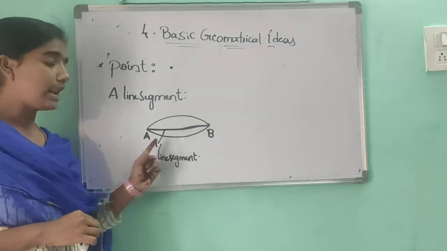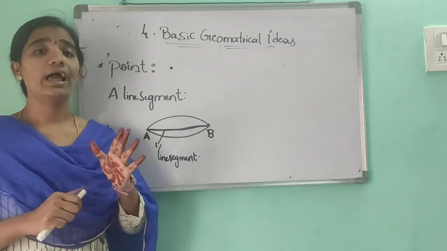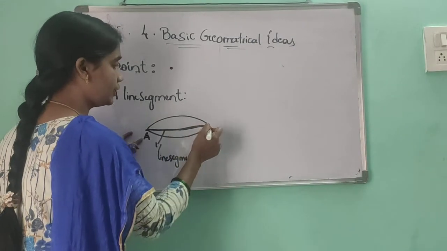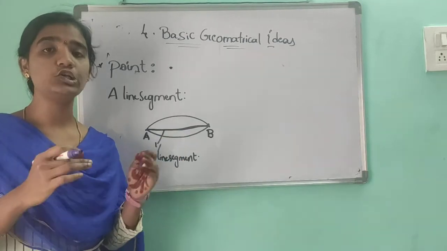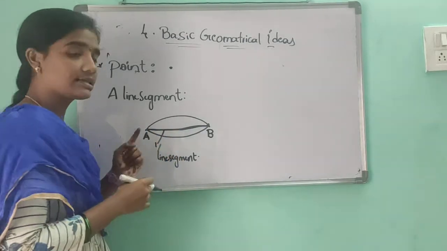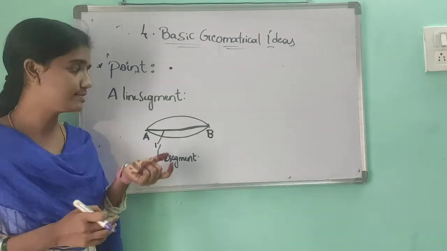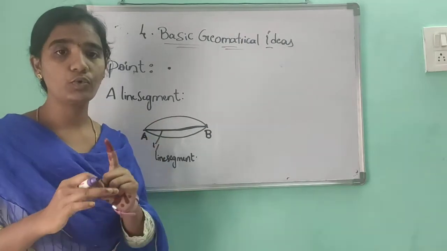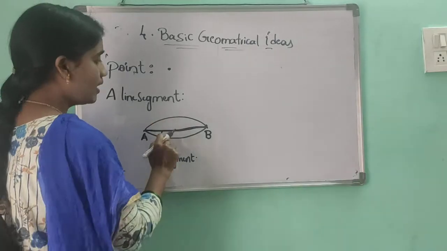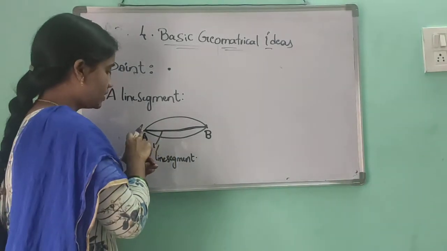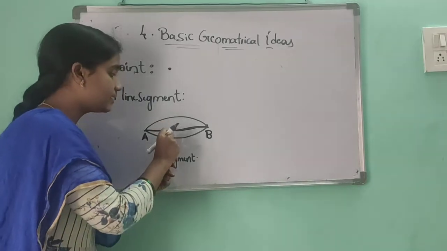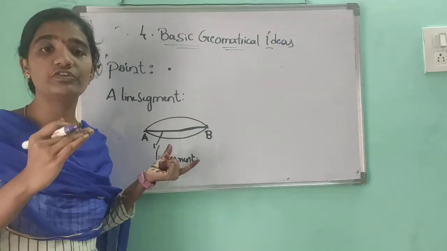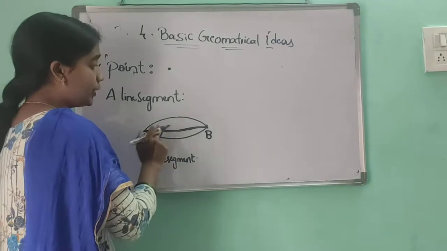Why do we call it a line segment? A line segment is a line which connects 2 points by the least possible distance from A to B. This is considered a line segment. These other two are not line segments. Only the middle one from A to B can be called a line segment, because it is the least possible distance between A and B.